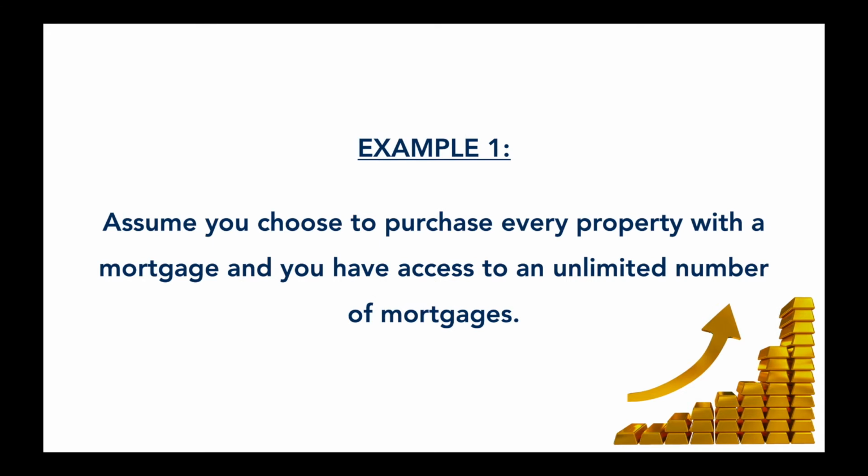This is example 1. For this example, assume that you're going to purchase every single property with a mortgage and that you have access to an unlimited number of mortgages. Each of the mortgages have the same characteristics that I mentioned earlier. Now, of course, this isn't realistic. You wouldn't be able to get an unlimited number of mortgages at the interest rate I mentioned. However, this example is just to prove how compounding works. So for this example, we'll just assume what I have written here.